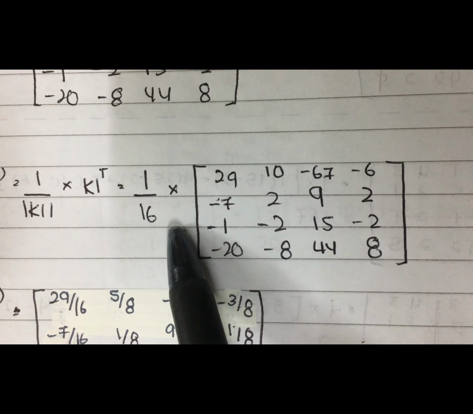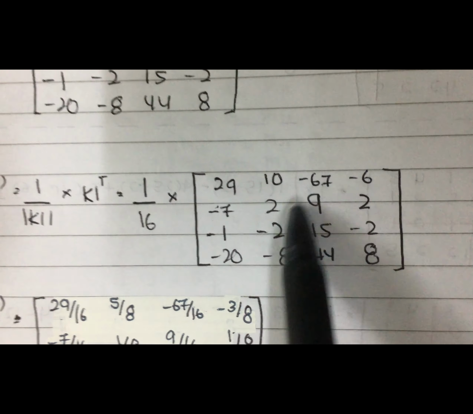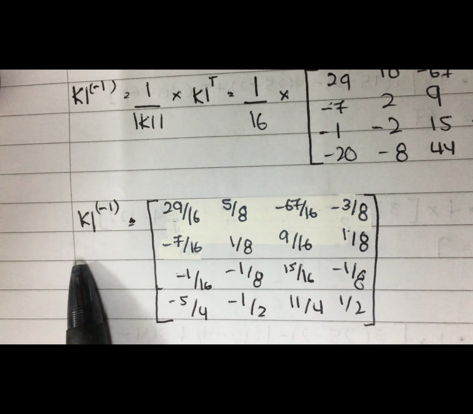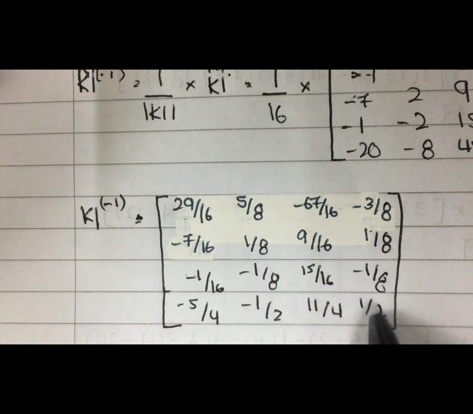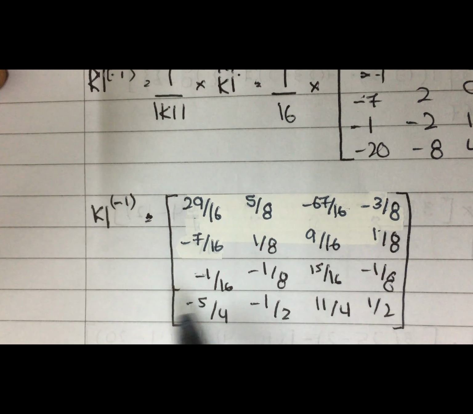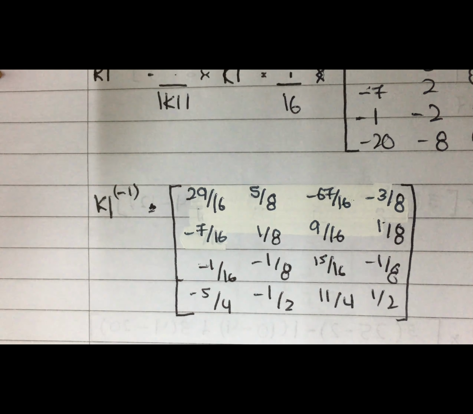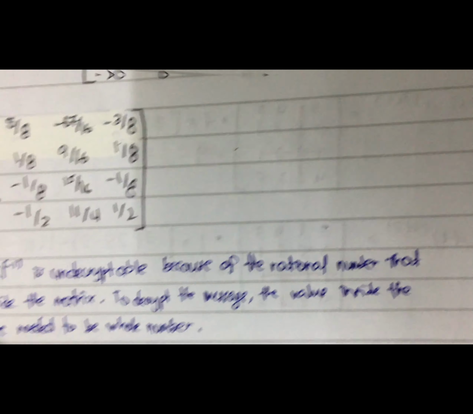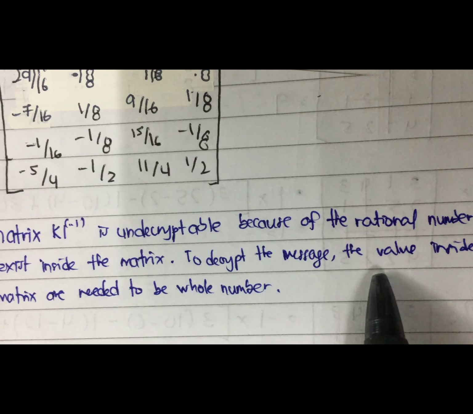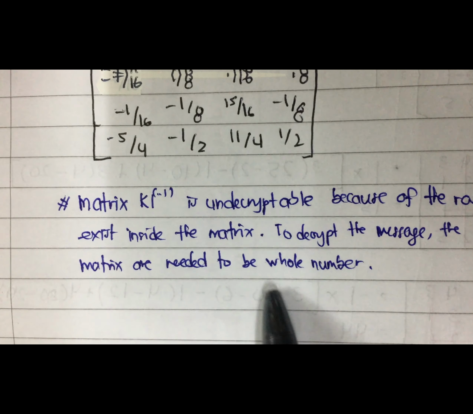So it's going to be 1 over 16, as the determinant we got just now is 16, minus the K1 transpose that we got just now. And then the K1 inverse will be like this. As you can see, there is no whole number. The only rational number as fraction is this here. Hence, matrix K1 is undecryptable because of the rational number that exists inside the matrix. To decrypt the message, the values inside the matrix need to be whole numbers.